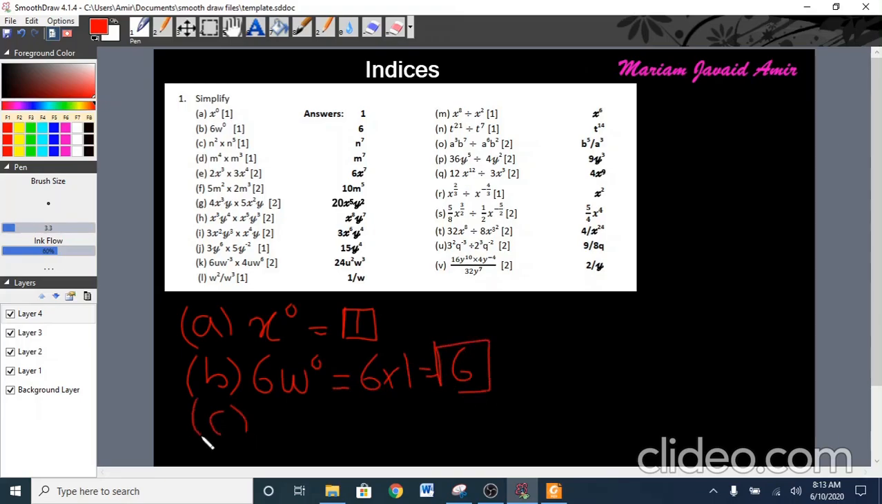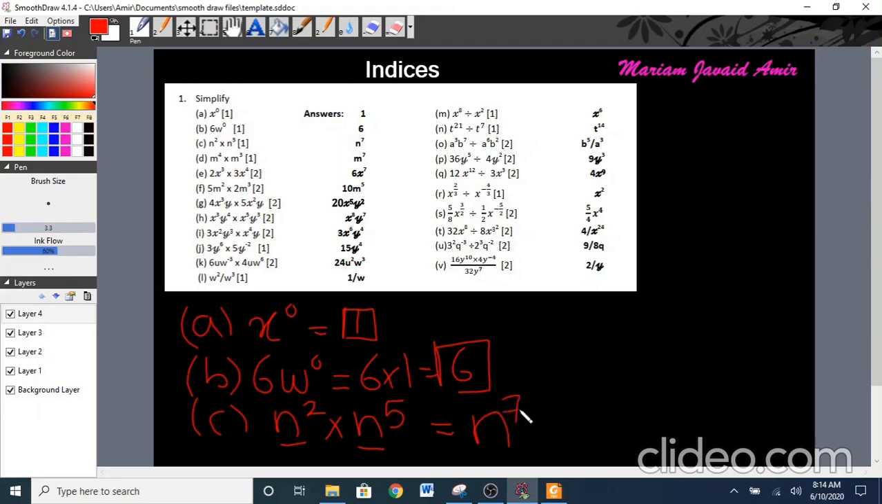Part C, n squared times n^5. Whenever two variables are being multiplied and their bases are the same, here the bases are n, and they both have some power, then the powers get added. You write it as n, and then add the powers 5, 6, 7.